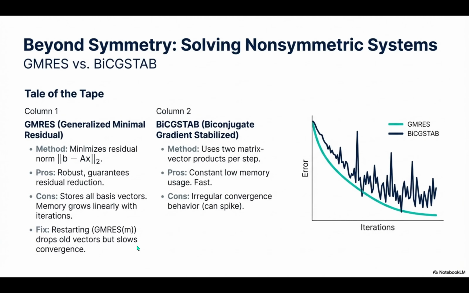In the blue corner, we have BiCGSTAB. Biconjugate gradient stabilized. We can just call it the speedster. It doesn't store that long history. It uses a constant, very low amount of memory, just a few vectors. It's super fast per step.